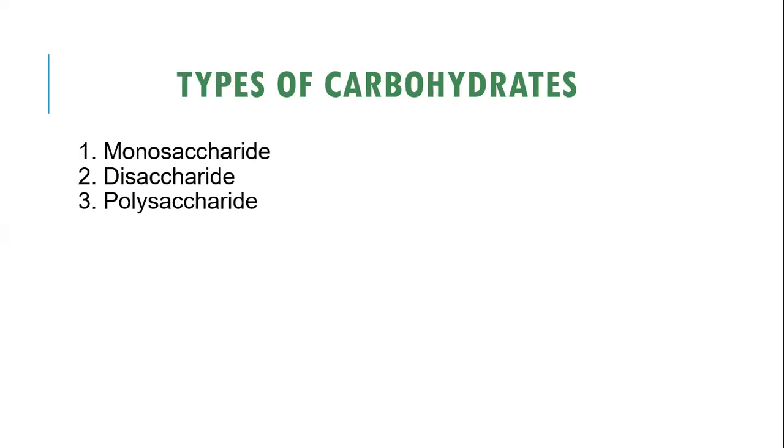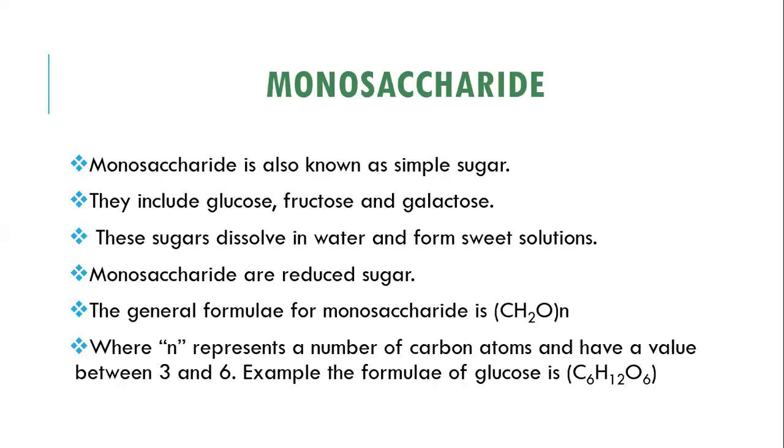Moving on, let's see the various types of carbohydrates. There are mainly three types of carbohydrates: monosaccharides, disaccharides, and polysaccharides. In this video, I'm going to discuss all three of them. Let's start with the monosaccharides. The monosaccharide is also known as a simple sugar. They include glucose, fructose, and galactose.